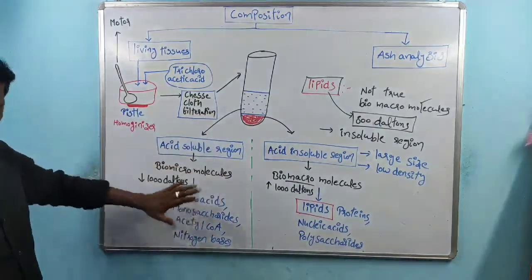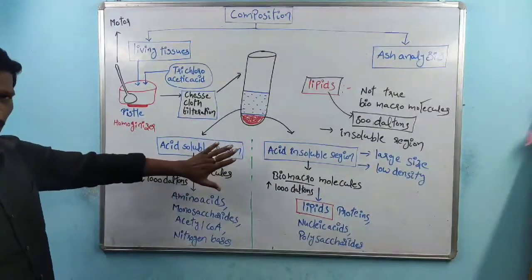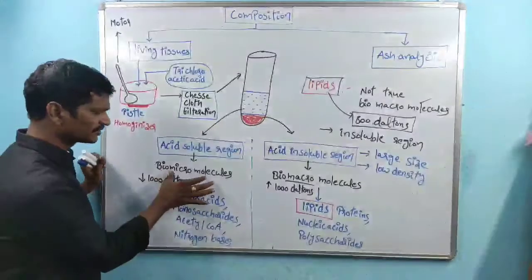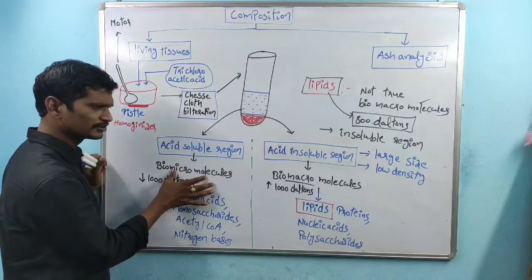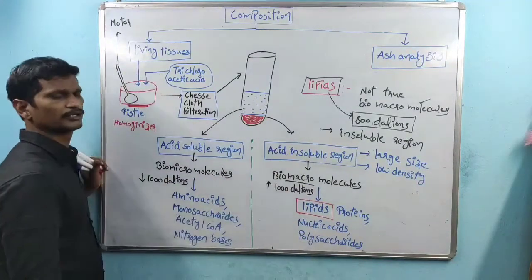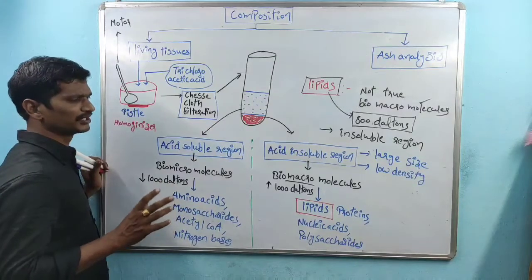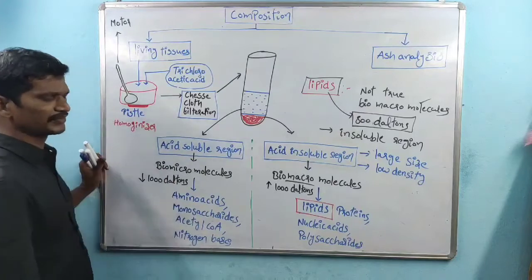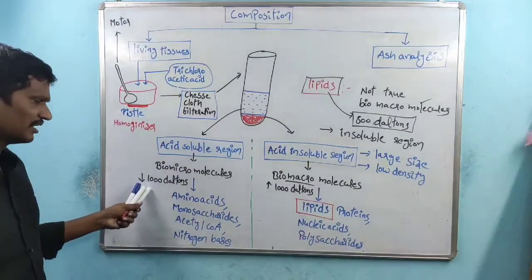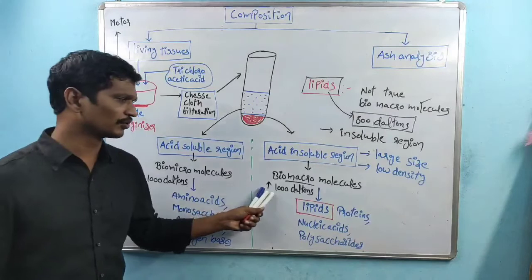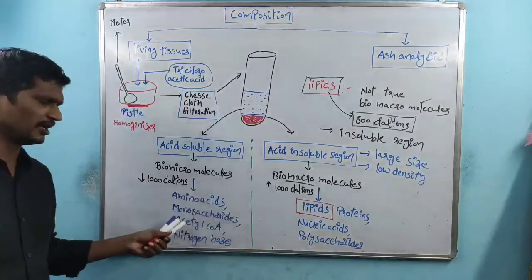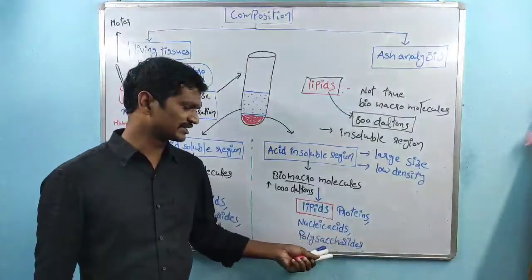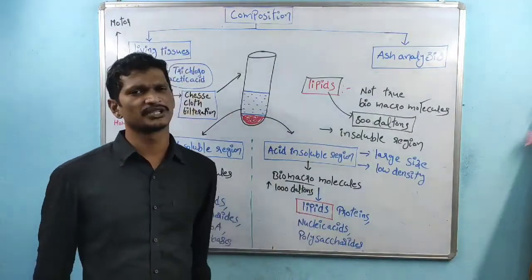Then we discussed here majorly two types of components. One is biomicromolecules, the other is biomacromolecules, in whatever tissue contains cells. Here less than 1000 Daltons, here more than 1000 Daltons. Simple ones are amino acids, monosaccharides, acetyl-CoA, nitrogen bases. Here proteins, nucleic acids, polysaccharides. The last one is the lipids.